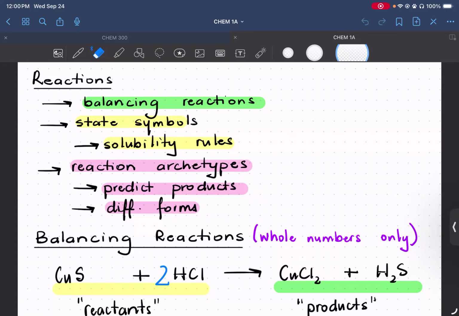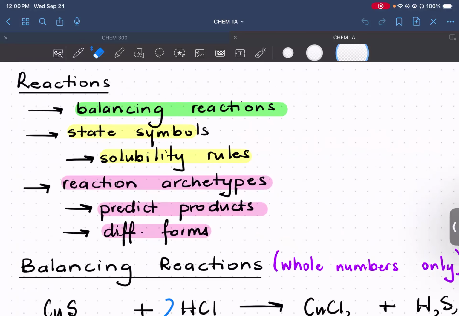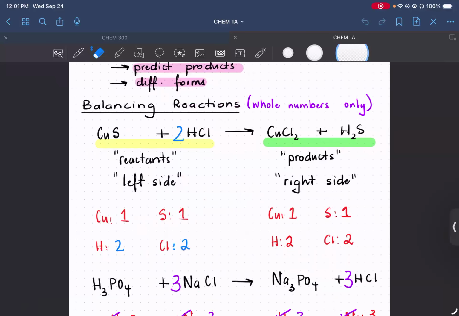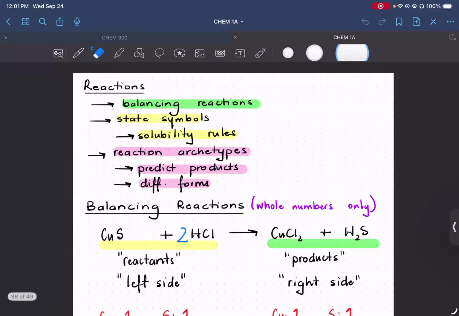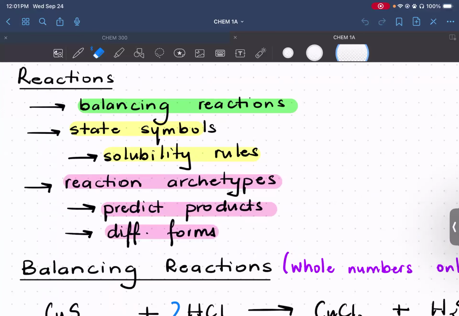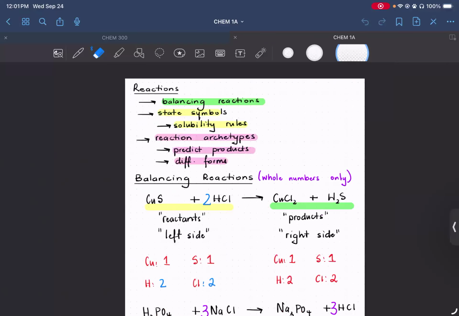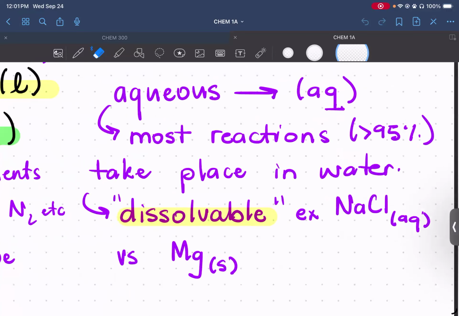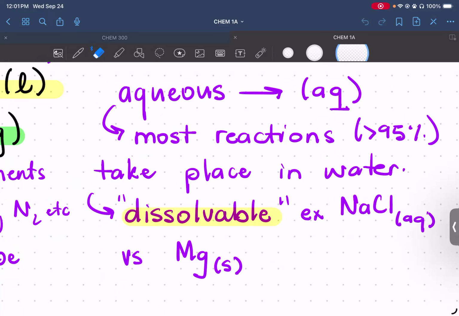As you can see over here on the top, the little outline, when we went over reactions, we covered three big subtopics. Number one was balancing chemical reactions. That was what we went through piece by piece, ion by ion to balance it on both sides. We also talked a little bit about state symbols and solubility rules. In state symbols, we introduced the concept of an aqueous state symbol. And the term aqueous quite literally refers to the fact that some chemicals are dissolvable in water. Why water specifically? Because most reactions take place in water.